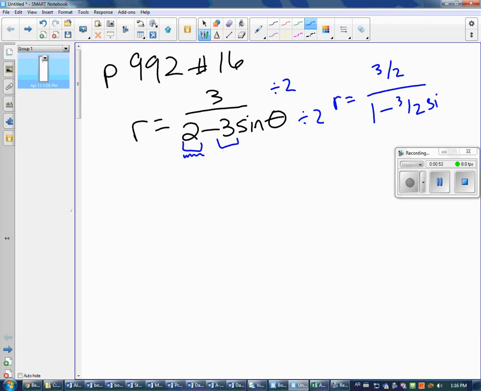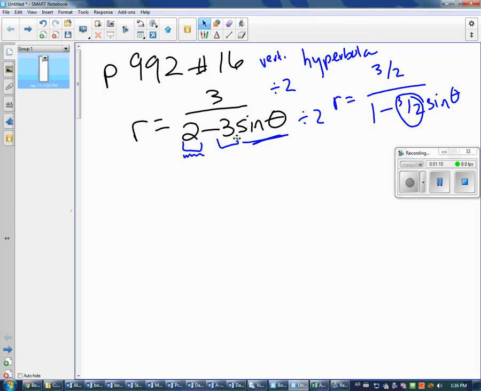Once I've simplified that, then I can clearly see the eccentricity. It's the value in front of the trig. The eccentricity is 3 halves. 3 halves is more than 1, so that tells me that this is a hyperbola. And I know that it's a vertical hyperbola because I see sine. Sine is always in the y direction. So we have a vertical hyperbola.